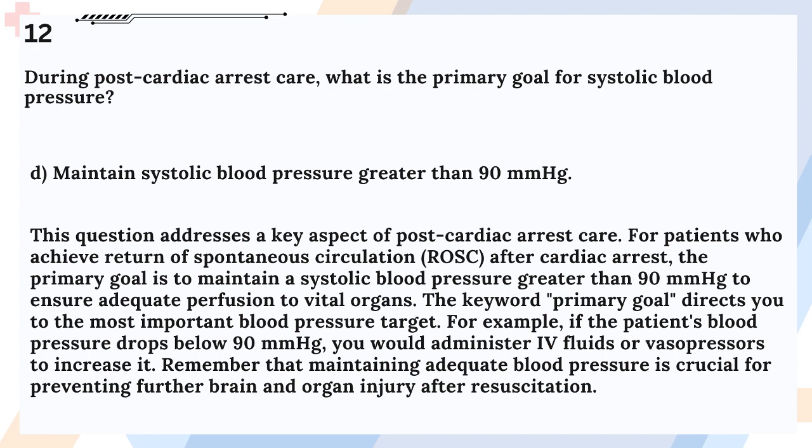The keyword primary goal directs you to the most important blood pressure target. For example, if the patient's blood pressure drops below 90 millimeters of mercury, you would administer IV fluids or vasopressors to increase it. Remember that maintaining adequate blood pressure is crucial for preventing further brain and organ injury after resuscitation.